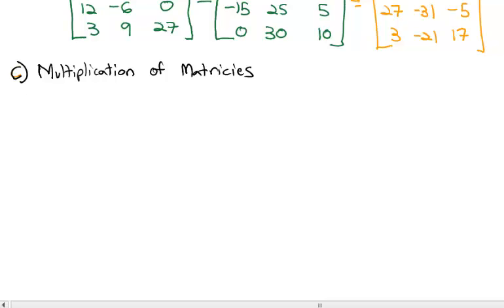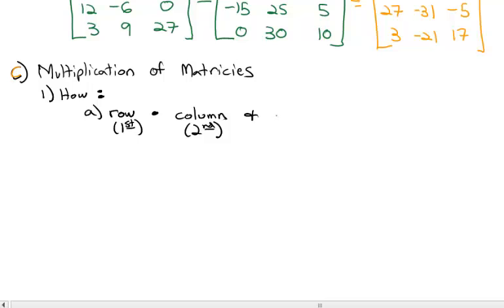First, the how we do it. What we're going to do is we are going to take a row from the first matrix and multiply it by the column of the second matrix. So the row of the first times the column of the second, and then we will add all the products together. It's going to make more sense when I show you an example. We'll do a little color coding to make it clear what we're doing.